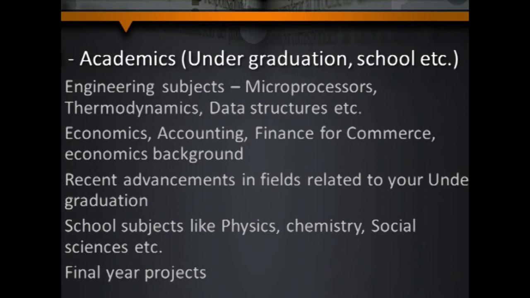So for other undergrads, economics, accounting, finance, for commerce or economics background, you have to pick some important topics from your undergrad level. Maybe they can ask about the supply chain curve. They can ask about marginal utility and stuff like that, the theory of diminishing marginal utility and other things. So you have to make sure that you have a decent knowledge about microeconomics.